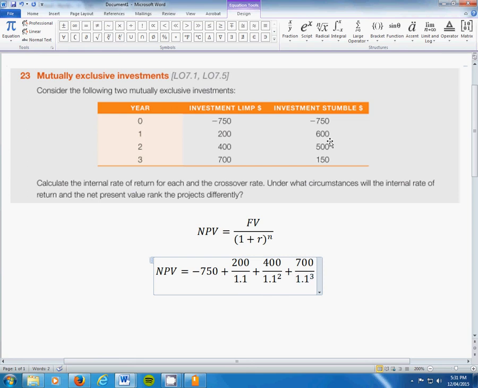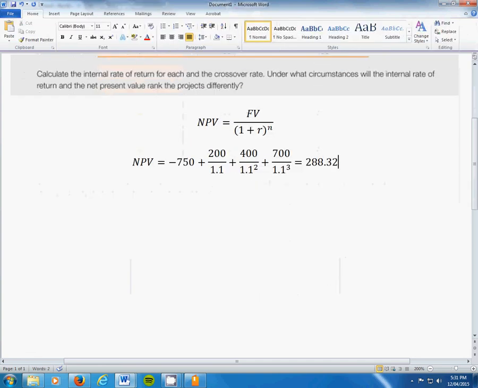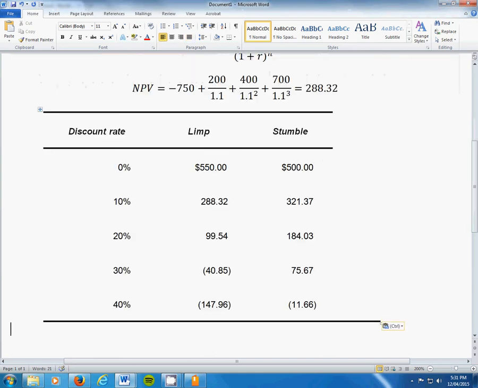And what we end up with here, now, and if I didn't mention, the discount rate we're using here to begin with is 10%. So we're going to need to use a number of different discount rates in order to narrow down what the internal rate of return is. So the discount rate we've used at 10% creates a net present value of 288.32.